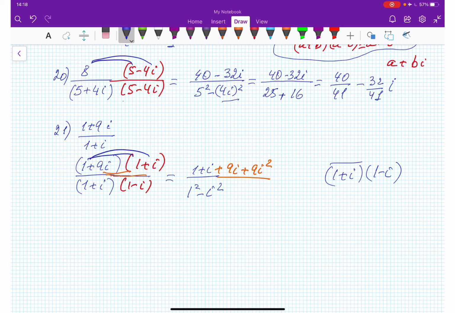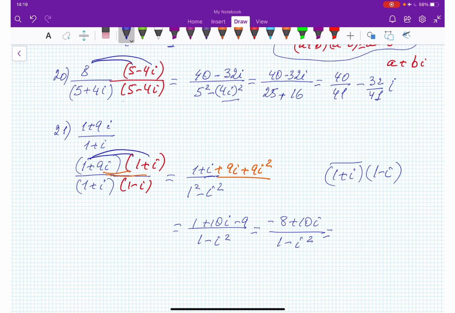Okay? And we are getting here in the denominator 1 minus i squared. In the numerator, we are getting 1, i and 9i. It's going to be plus 10i. And 9i squared, it's going to be -9, right? Because i squared is -1. So we are getting -8 plus 10i, and in the denominator 1 minus i squared.